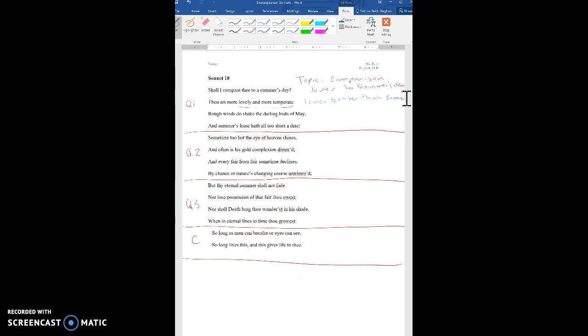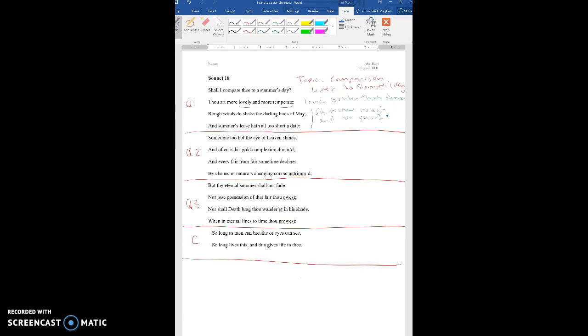Now, why is the lover more lovely than a summer's day? It's because rough winds do shake the darling buds of May, and summer's lease has all too short a date. So summer can be rough, and summer's too short. And we can agree with this. Summer can be rough. It can be too hot. It can be too stormy. And we know that it's too short. September will be here very, very soon. So we get a sense of this general topic.